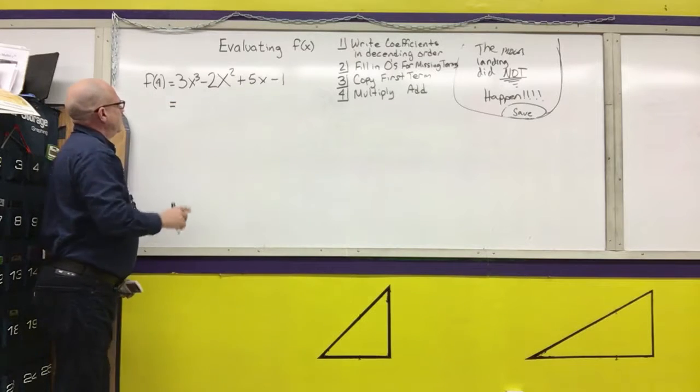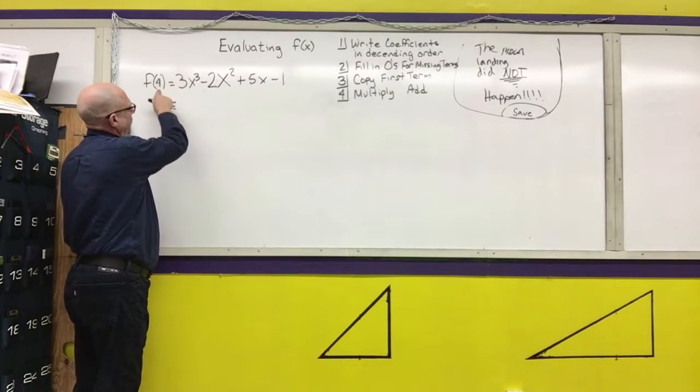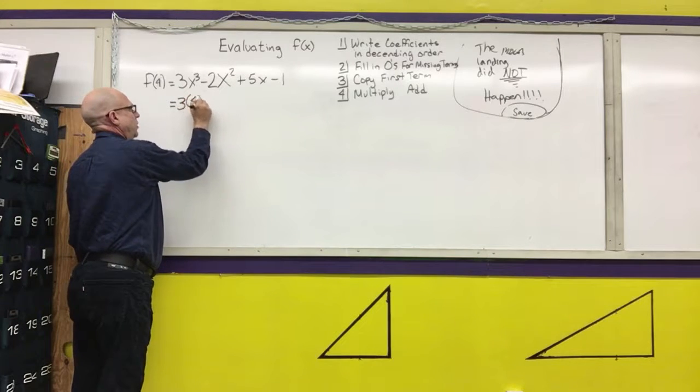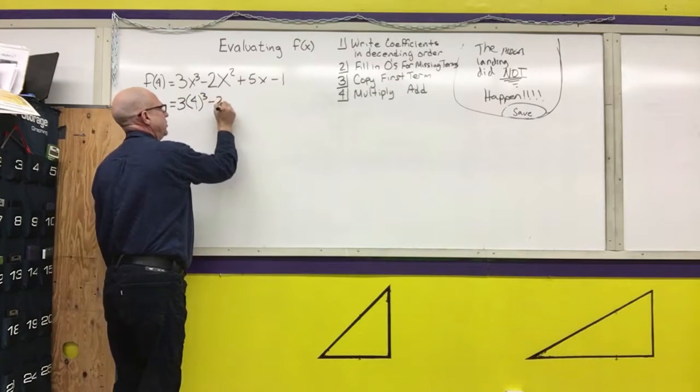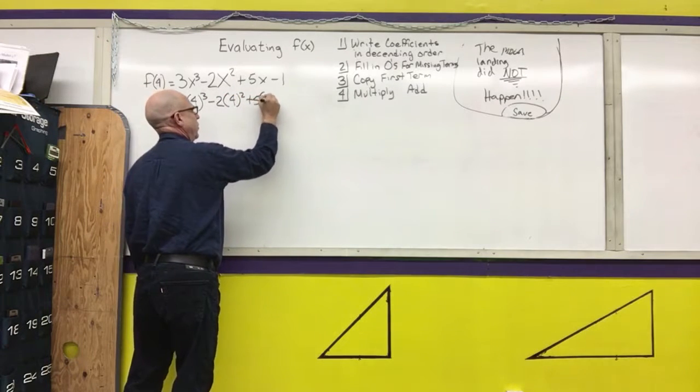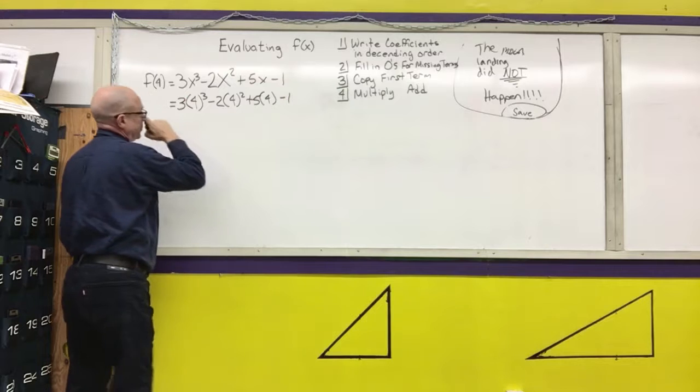So the first way you were taught to do this is substitute a 4 in everywhere there's an x. So that's what I'm going to do. I get 3 times 4 cubed minus 2 times 4 squared plus 5 times 4 minus 1.